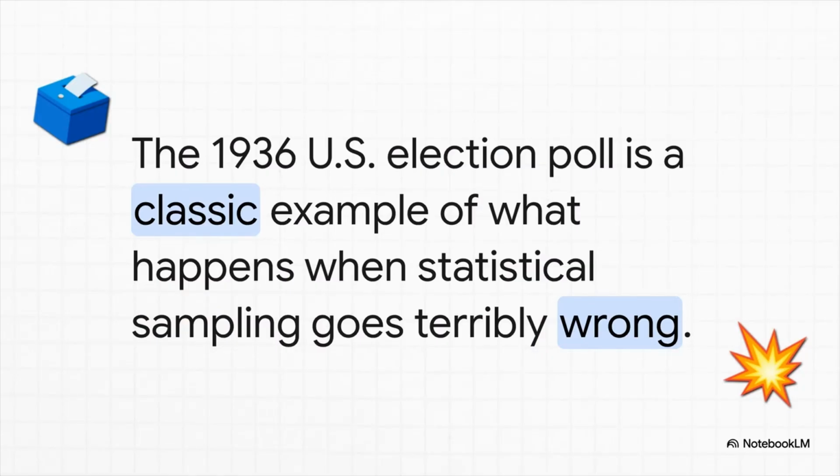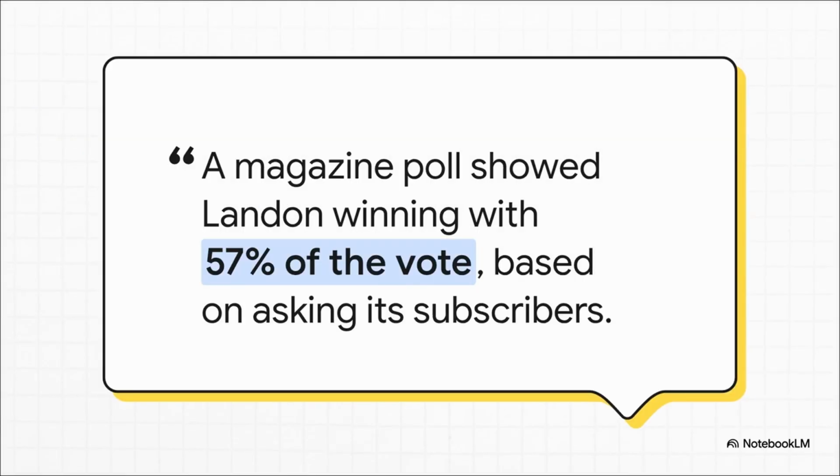And to see what happens when that sampling goes terribly, terribly wrong, let's take a look at one of the most famous blunders in the entire history of polling. Now, what's really wild about this is the sheer size of the poll. 10 million questionnaires, that's huge. But look at who they asked.